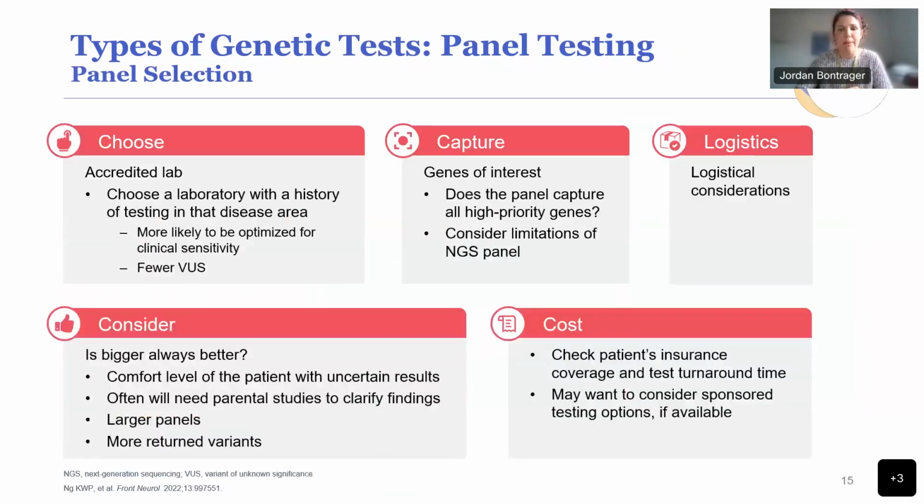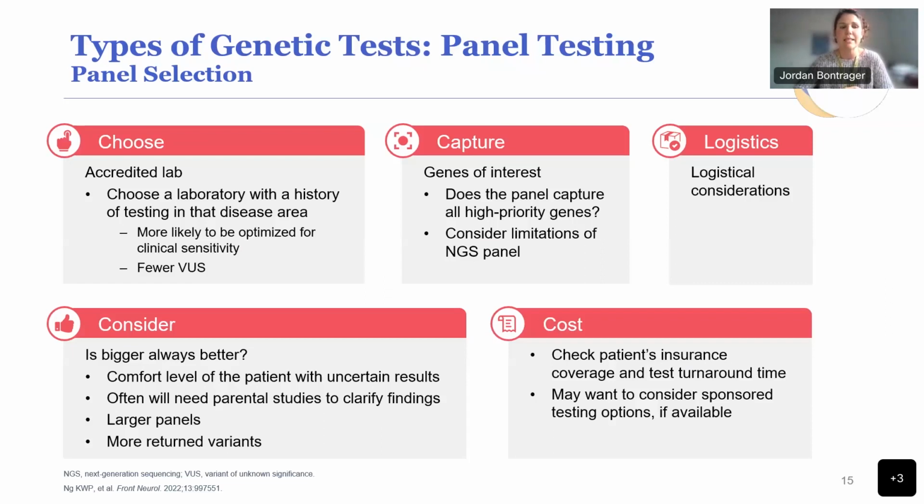So choosing a lab and a genetic test can be a difficult, time-consuming process. The main thing you want to start with is choosing a lab that's accredited, so making sure that the lab you're looking at is CAP and CLIA certified. And then thinking about how long that lab has been doing testing within the neuromuscular disease space. Labs that have more experience testing patients within the neuromuscular disease realm are going to have more internal data that will help with classification of variants.